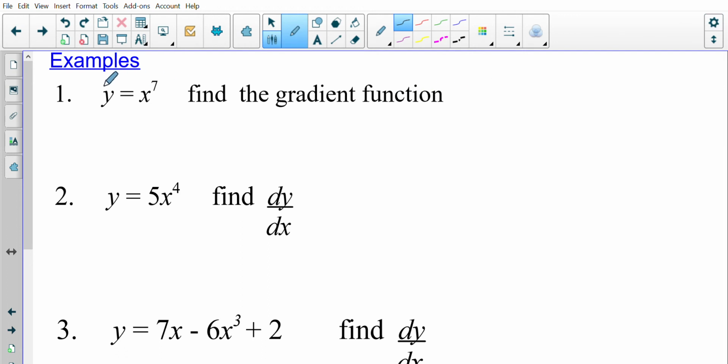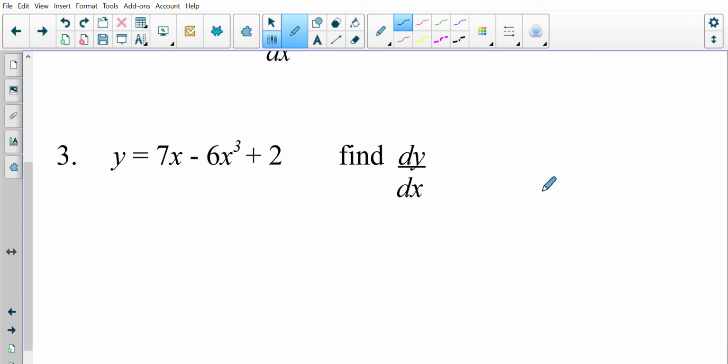So first one, y equals x to the 7. Find the gradient function. Well, dy by dx will just equal 7x to the 6. So bring down the power, reduce the power by 1. The second one, y equals 5x to the power of 4. Find dy by dx. Bring down the power of 4 and multiply it by the 5. That gives us 20x, reduce the power by 1, cubed.